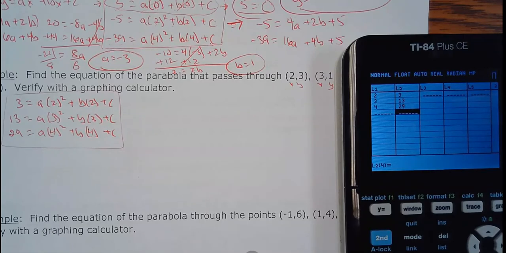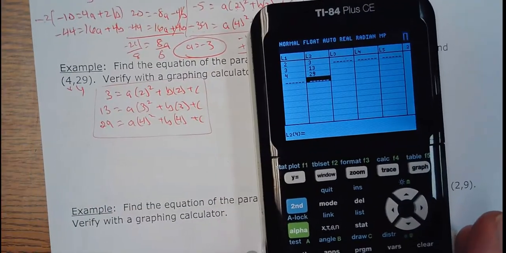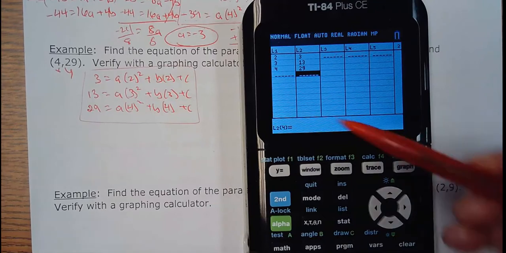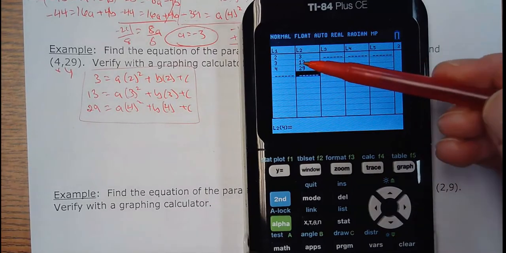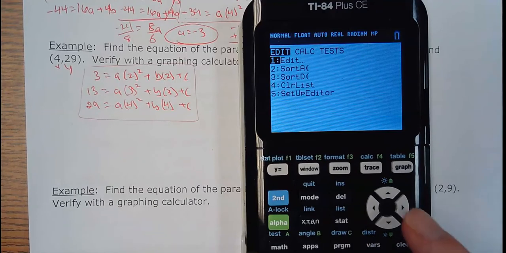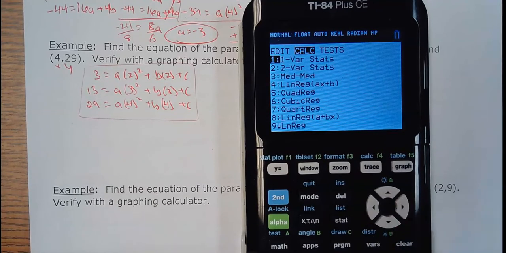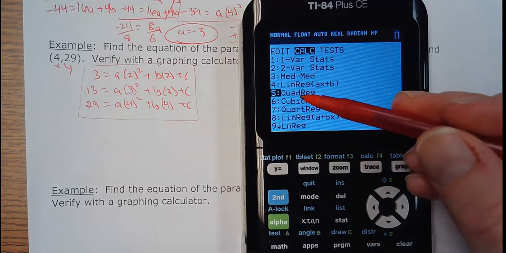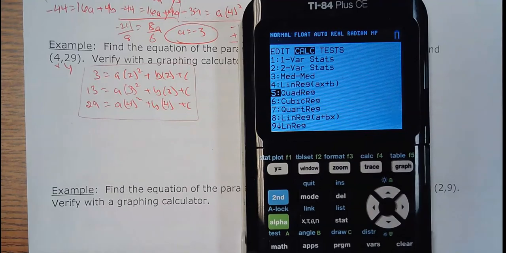What we do with this, we're going to go back. If I can get my buttons on the screen here. I got my list in. So 2, 3, 3, 13, 4, 29. Push stat. Go over to calc. And I want quadratic regression. Okay, so quad means quadratic, and the regression is going to find the best fit line that goes through these 3 points.